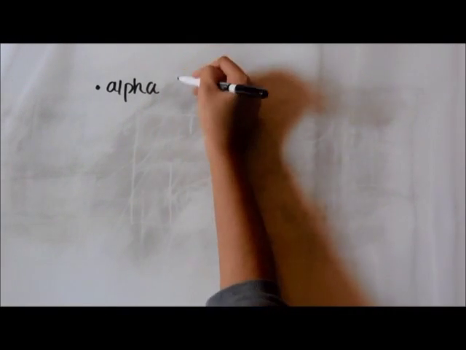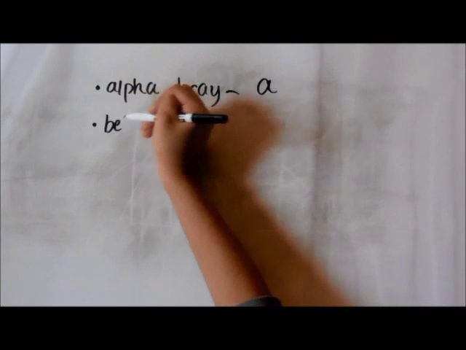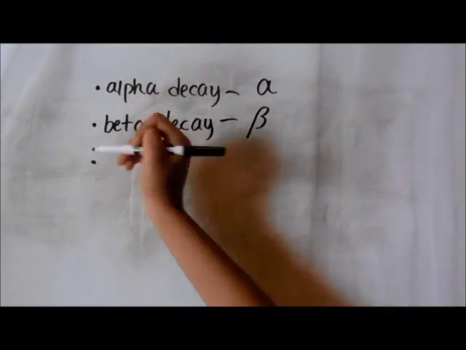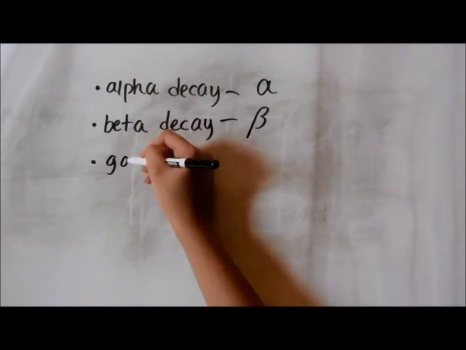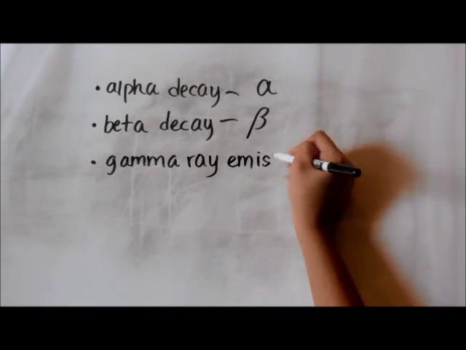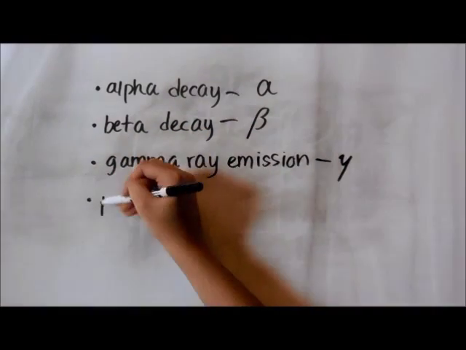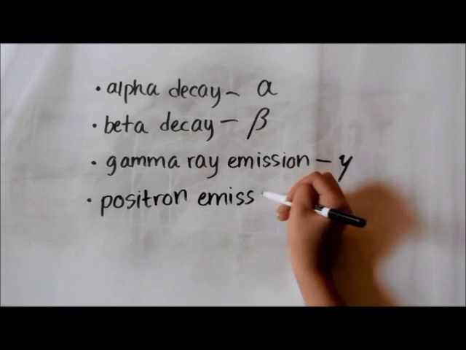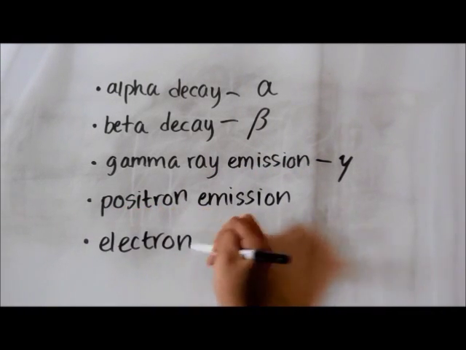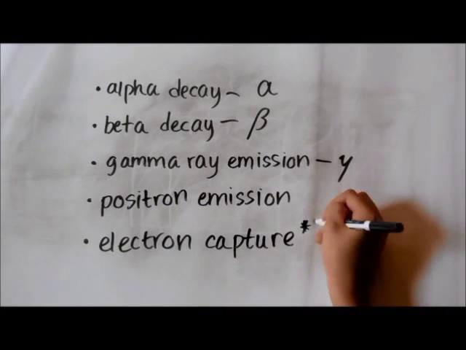There are 5 main types of natural radioactivity that we know of: alpha decay, beta decay, gamma ray emission, positron emission, and electron capture. We're going to put asterisks next to this one because it's a bit of a special case.